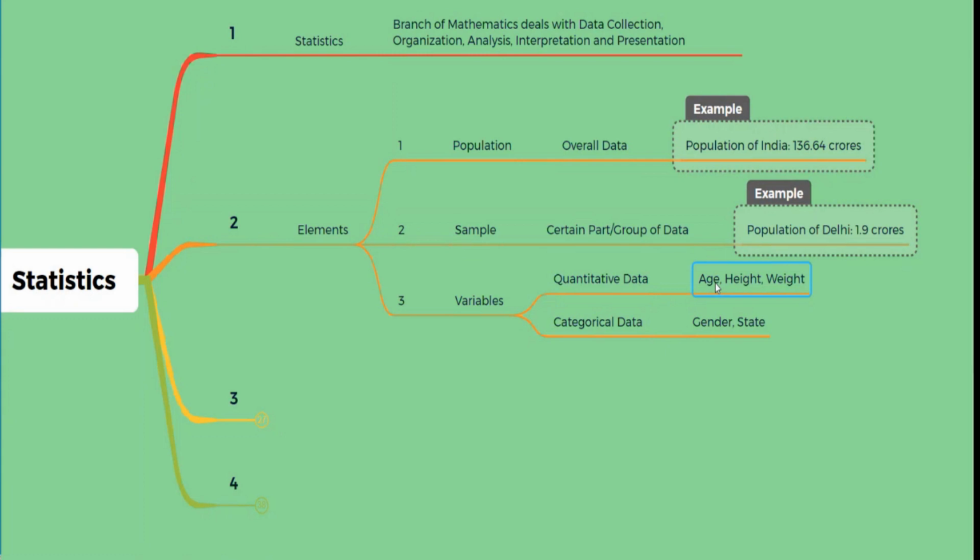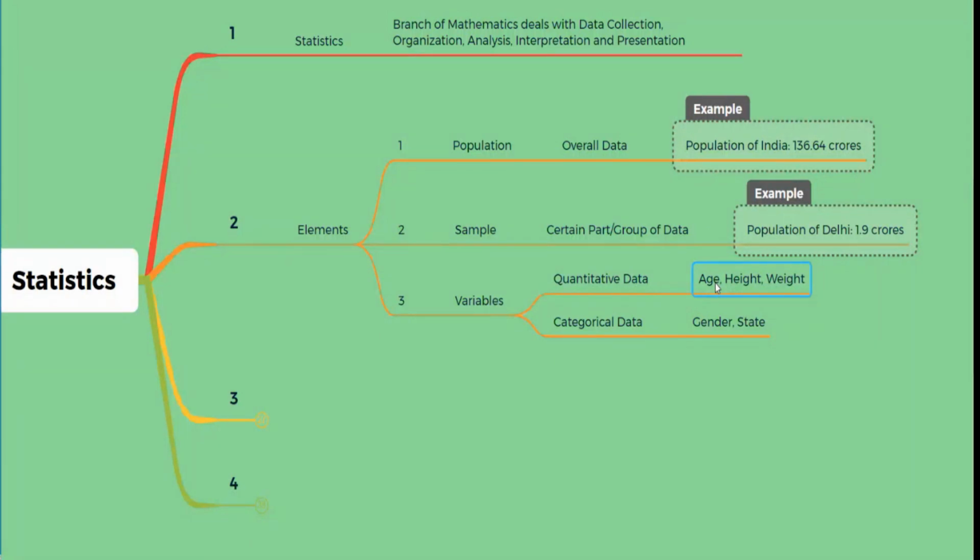For quantitative data, we have examples like age, height, weight. All values are going to be in numerical format only. For age, if I take, 27, 28, 16, like that, whole numbers will be there. When it comes to height, it can be in inches or in centimeters. Then weight, we usually say in kilograms.